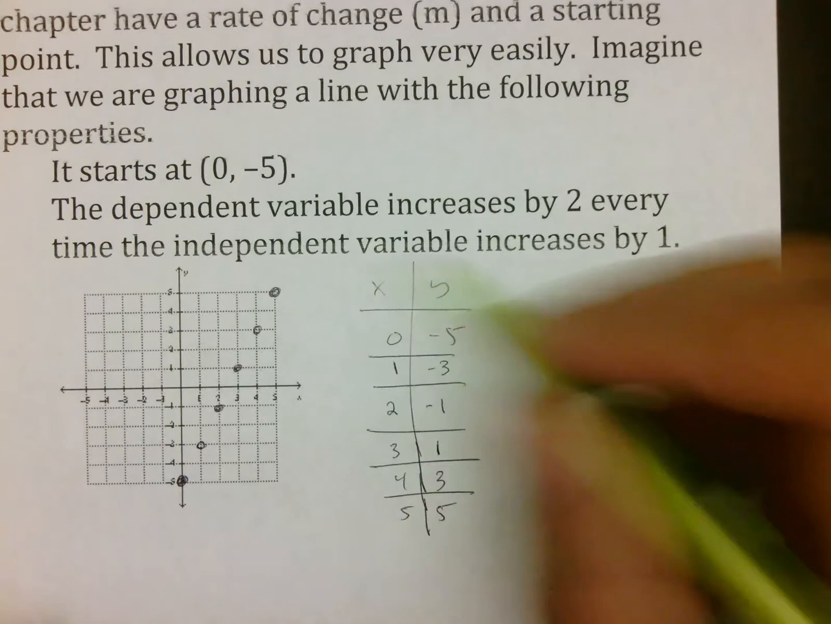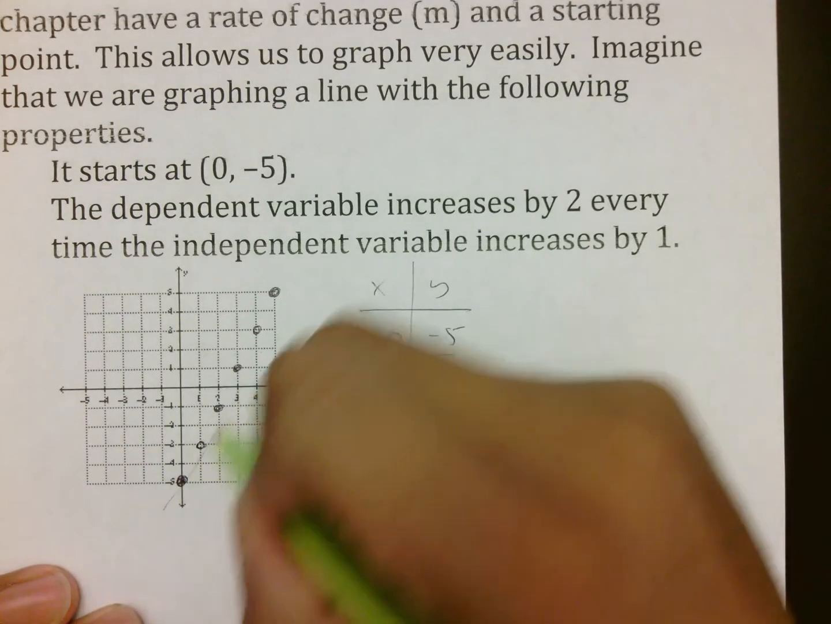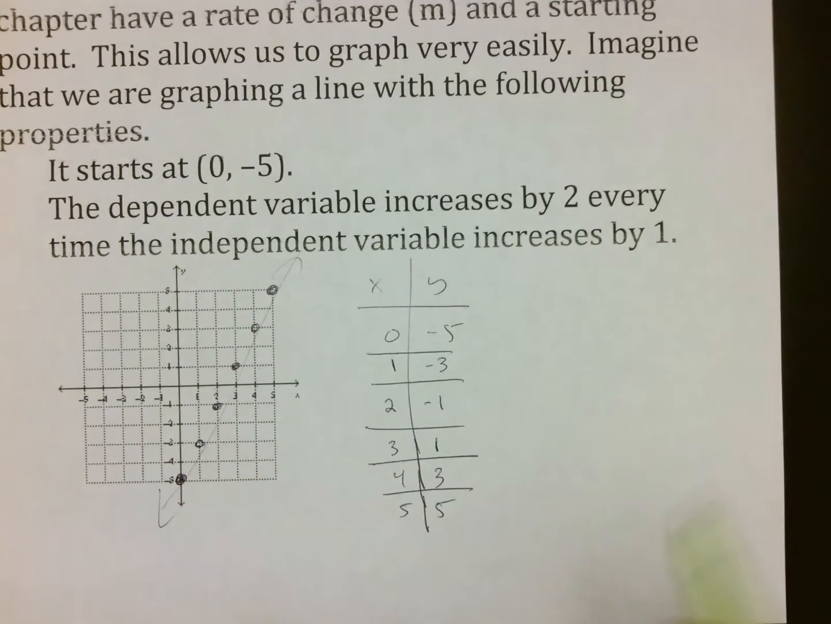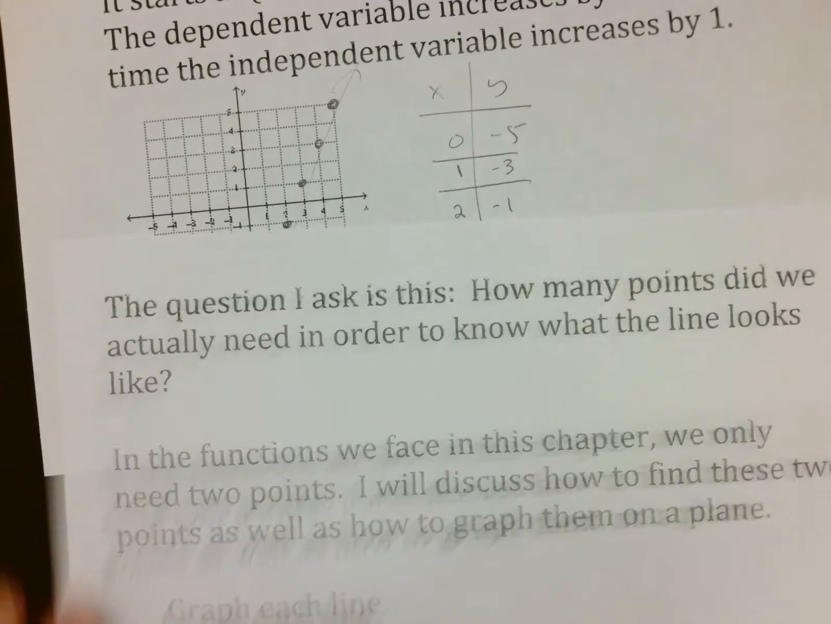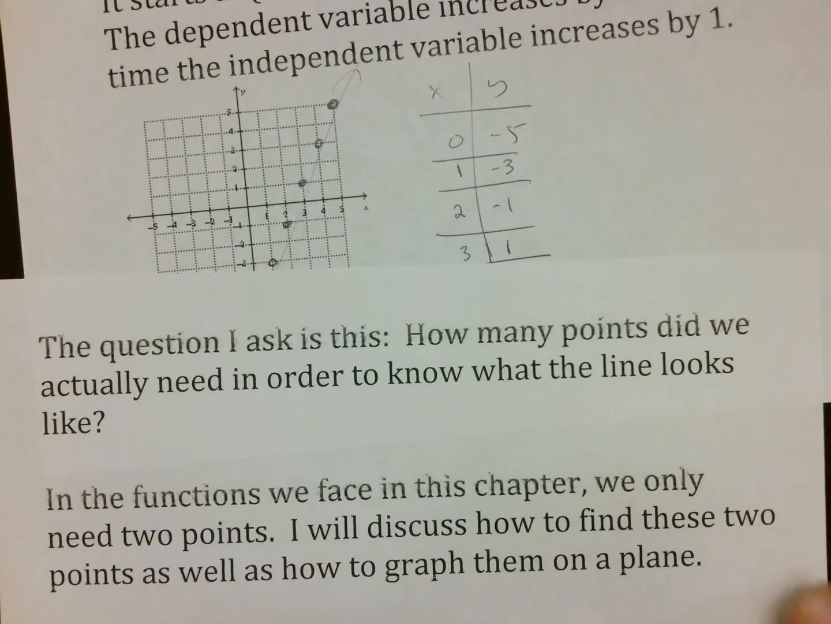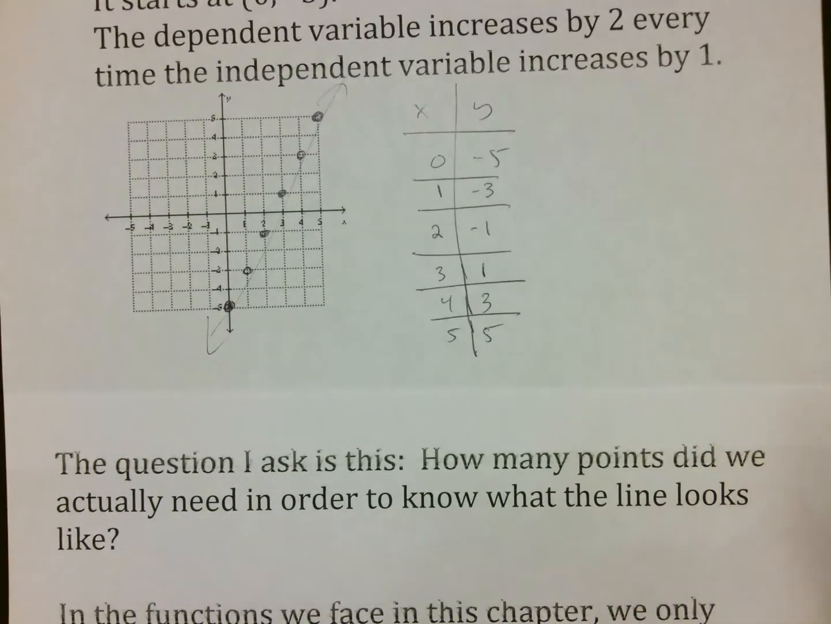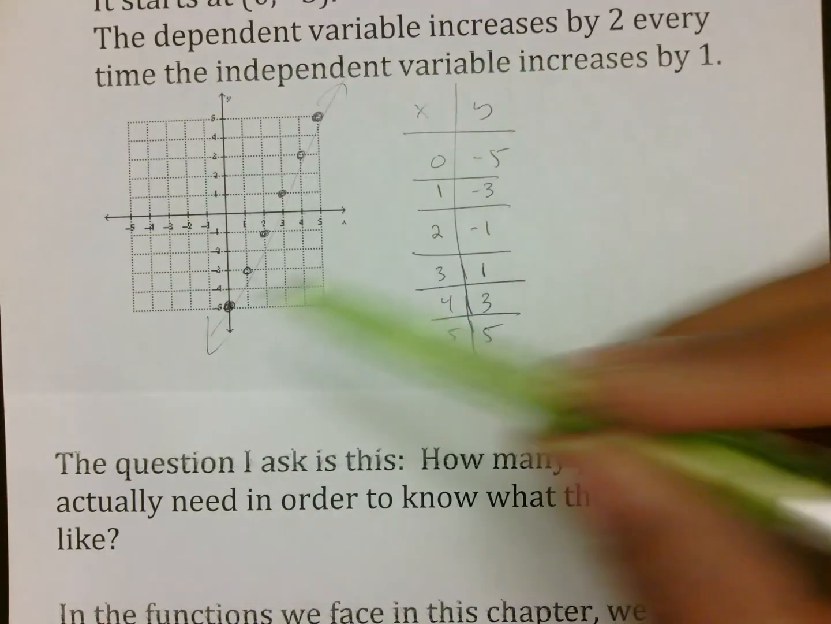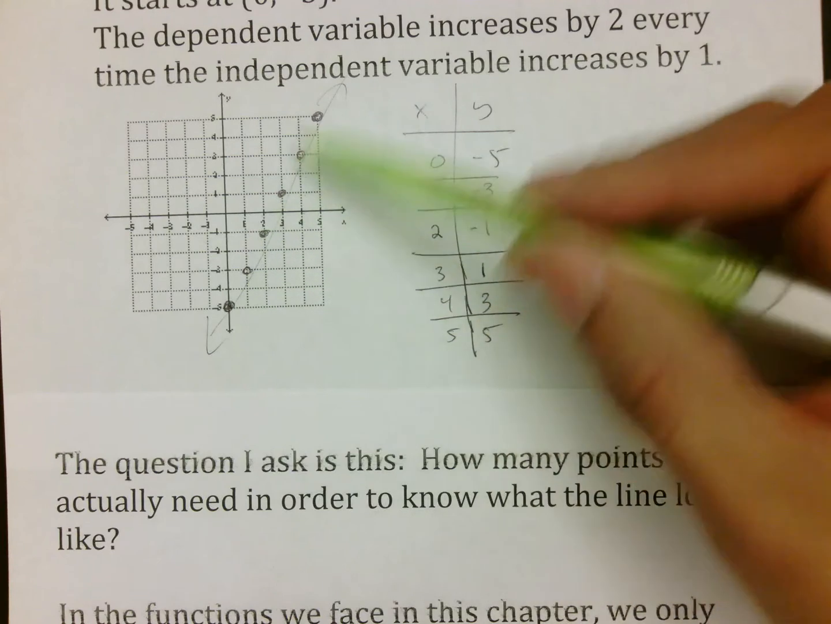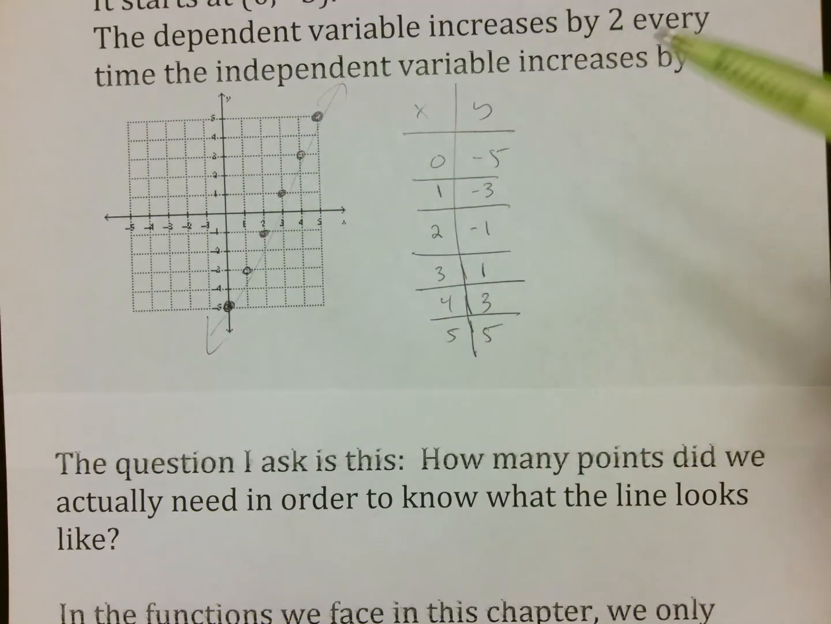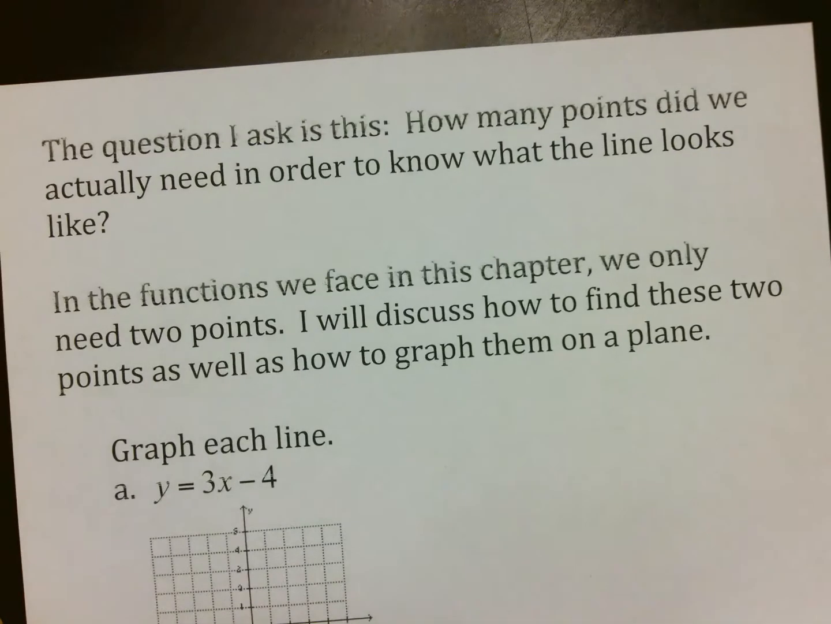Do you see the straight line that occurs with that graph here? My question is, and again you would use a ruler for that, but the question I ask is very simple. How many points do we actually need in order to know what this line looks like? Looking at this line, seeing what direction it goes, did we actually need 1, 2, 3, 4, 5, 6 points to know this? No, we did not. In the functions we face in this chapter, we only need 2 points.